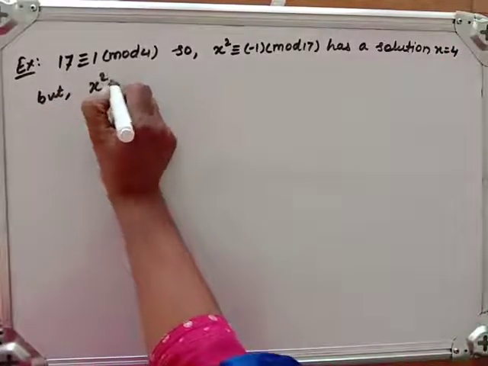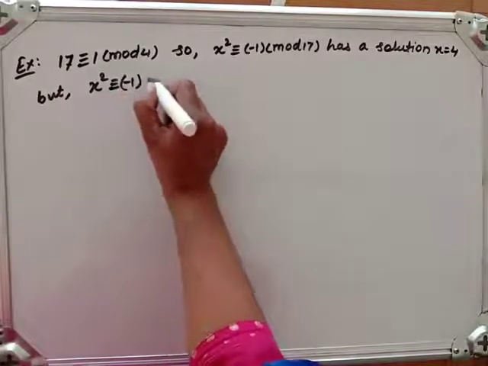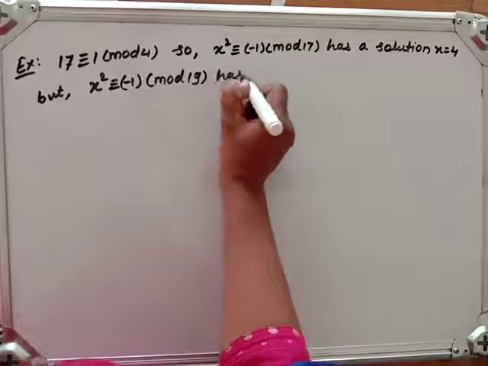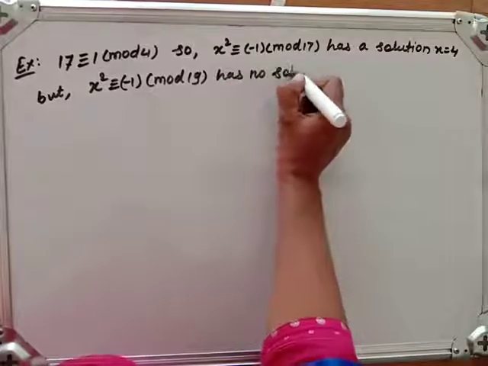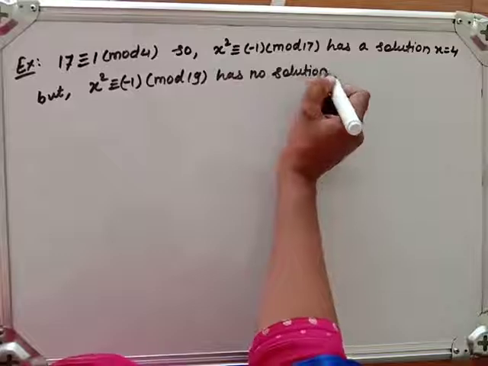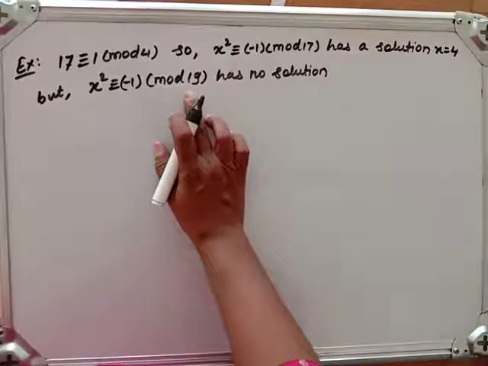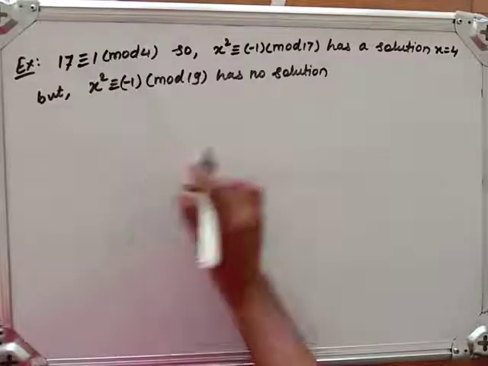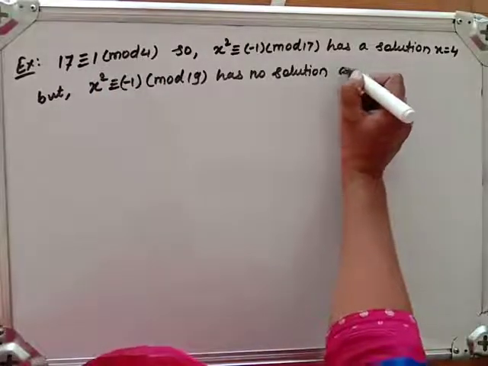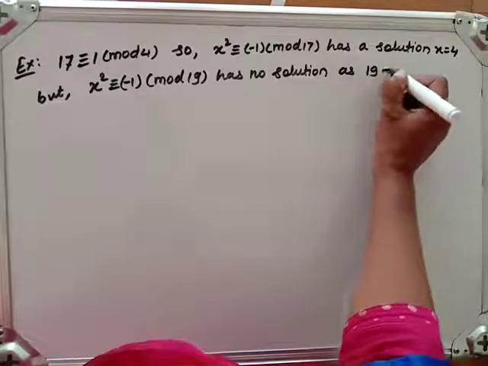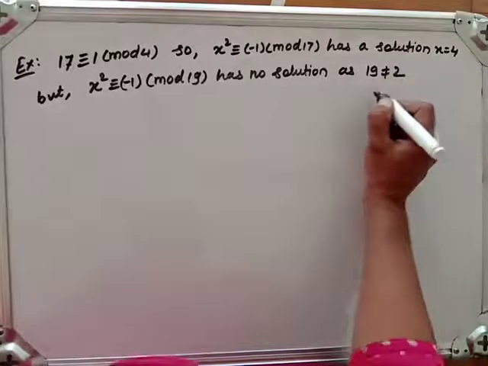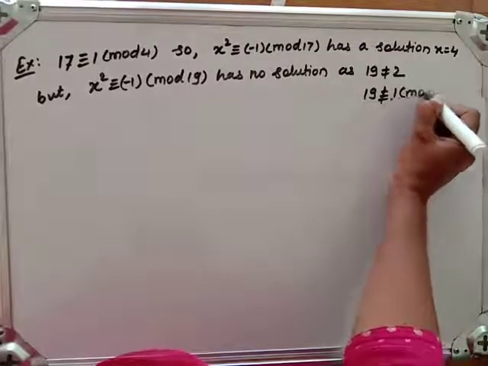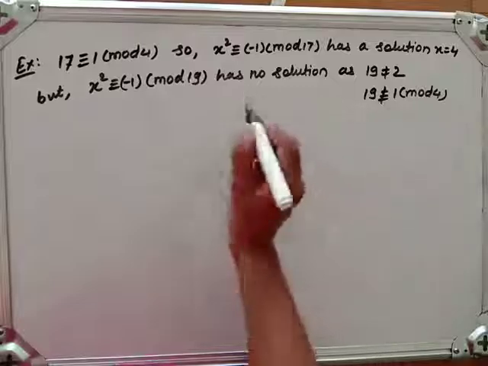But x squared congruent to minus 1 modulo 19 has no solution. Why does it have no solution? Because 19 is not equal to 2, and 19 is not congruent to 1 modulo 4. Be careful here.